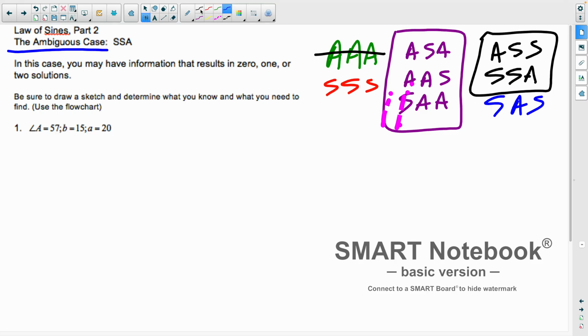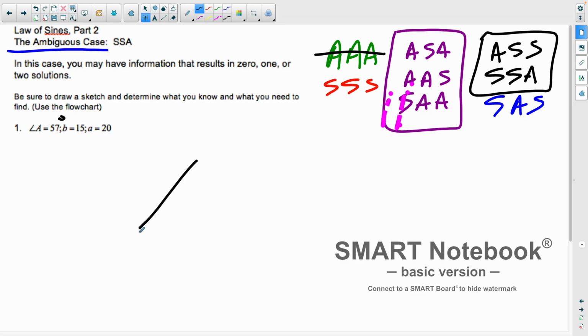So if I take a look at this first one here, I've got angle A is 57 degrees, side B is 15 and side A is 20. Now here's what a lot of people will do. Can I use law of sines? Yeah, I can right now. Do I need to draw the triangle to show that I can use law of sines? No, but that's what a lot of people will do. They won't draw the triangle, and I can use law of sines because I have both A's right now, so I know I get to use that.